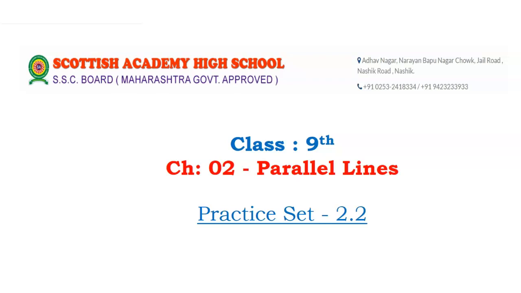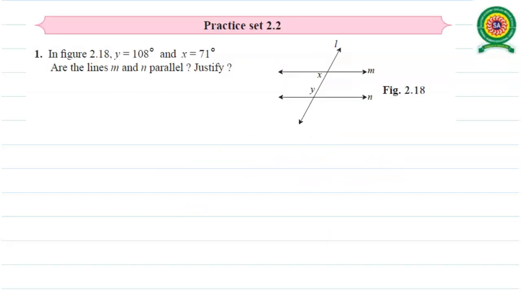Hello everyone. In this lecture we are going to discuss class 9th, chapter number 2, parallel lines, practice set 2.2. Look at the first question from practice set 2.2. In figure 2.18, y equals 108 degrees and x equals 71 degrees. Are the lines M and N parallel? Justify. There are two lines M and N, and L is the transversal of them.